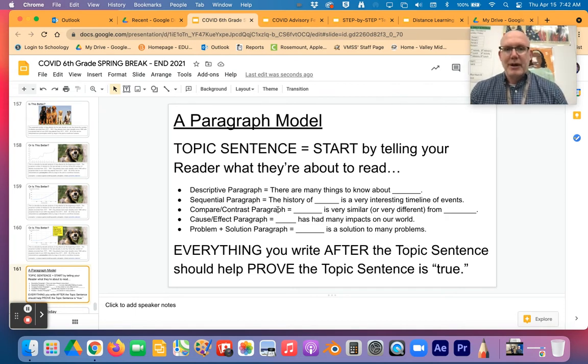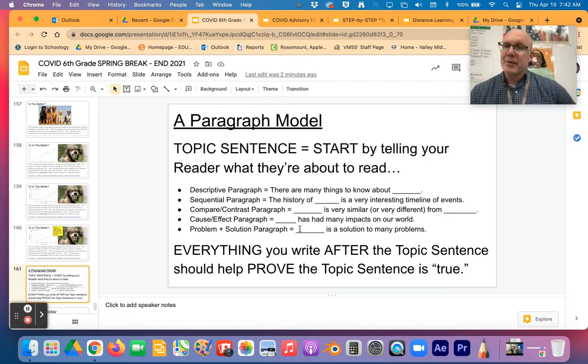I got it. Thank you. A compare and contrast paragraph would be something like: blank is very similar or very different from blank. Okay, you're going to compare. I get it. Let's go. A cause and effect paragraph would be: blank has had many impacts on our world. Tell me how this has affected the world. And lastly, a problem and solution paragraph would start out with something like: blank is a solution to many problems. Can't wait to read about how it solves a lot of problems.